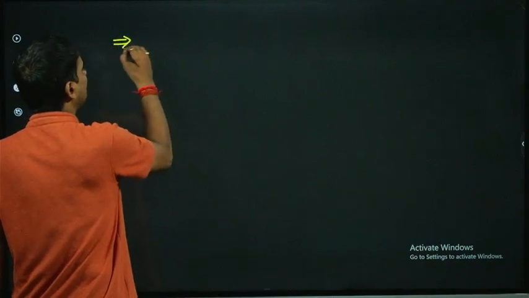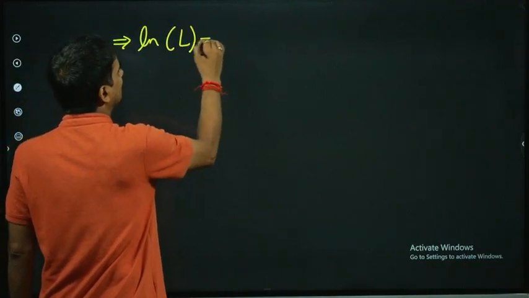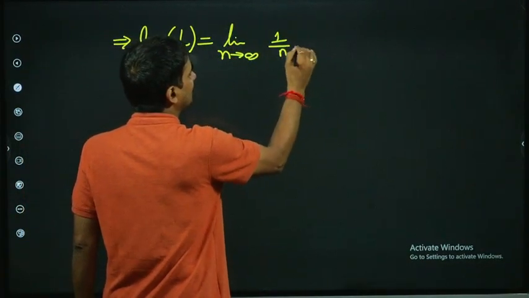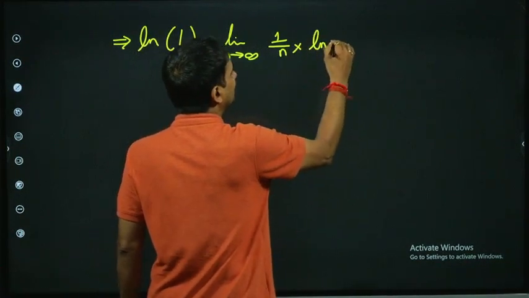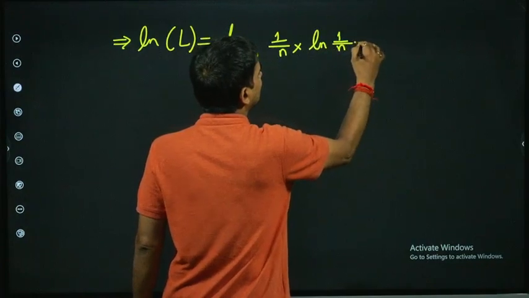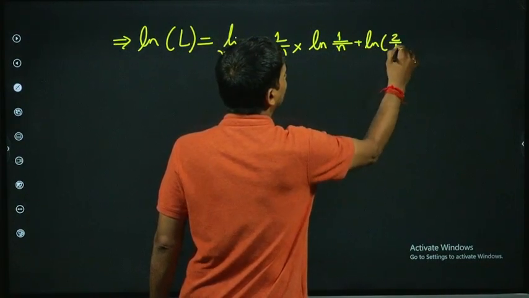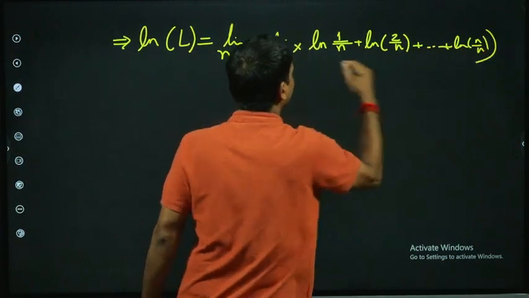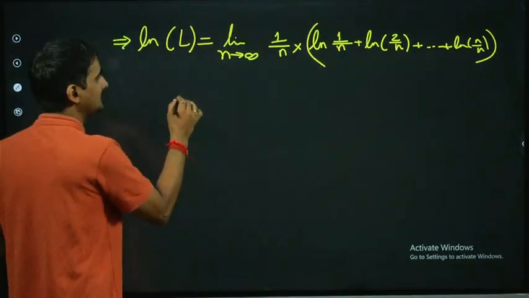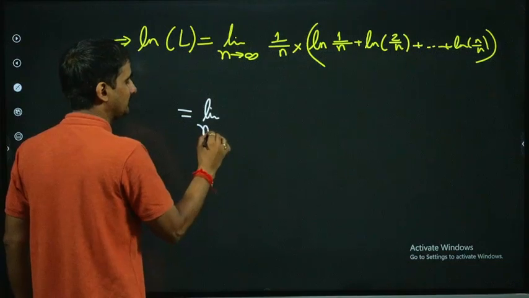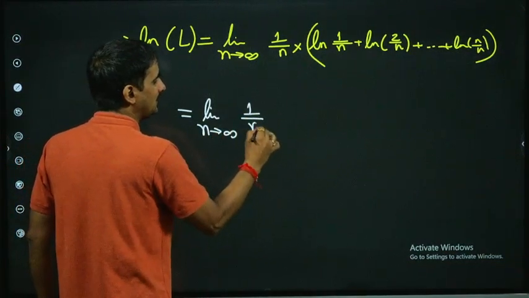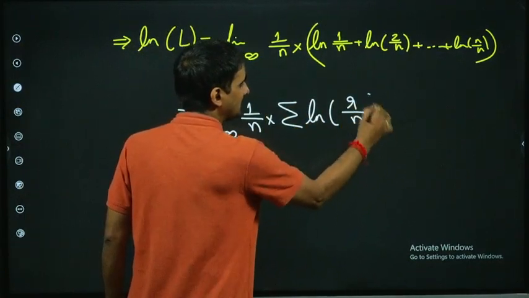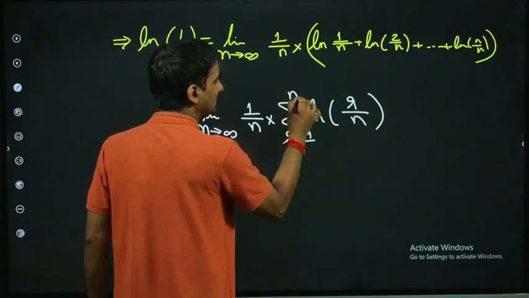So this implies ln of L is the limit as n approaches infinity of 1 by n times ln of 1 by n plus ln of 2 by n plus dot dot dot ln of n by n. Isn't that so? So now we can write it as limit as n approaches infinity of 1 by n times, in summation form, ln of r by n, r goes from 1 to n.